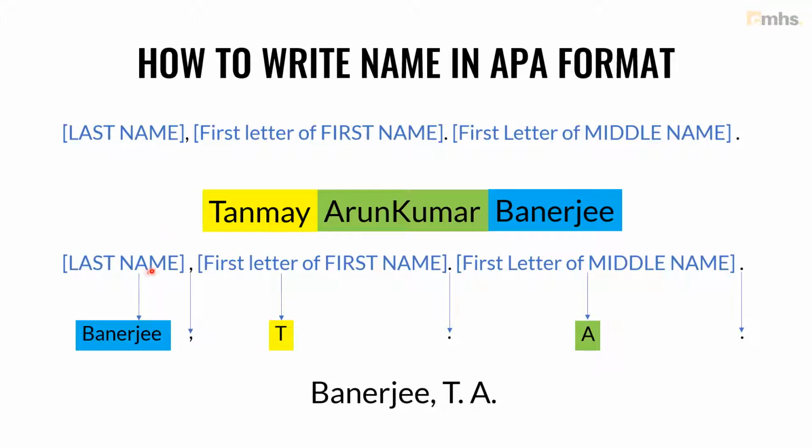The format is very simple. Last name, so I write Banerjee, followed by a comma, so I put the comma, followed by the first letter of my first name, which is T, so I write a T, followed by a full stop or a period, so I make a full stop, followed by the first letter of my middle name, which is A, so I write an A, followed by a full stop, so I put a full stop. So my APA style name is Banerjee, T. A.